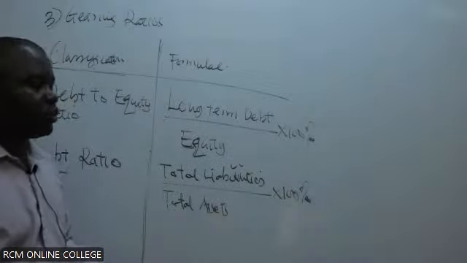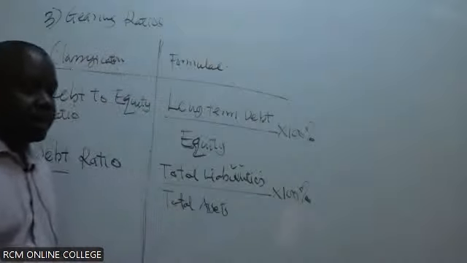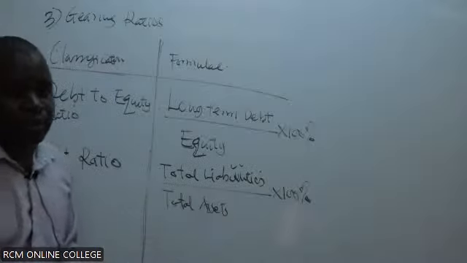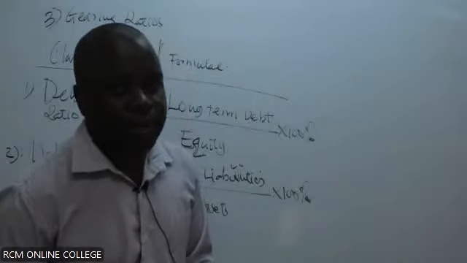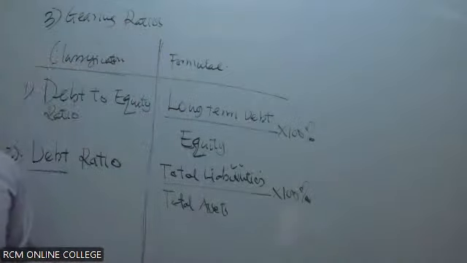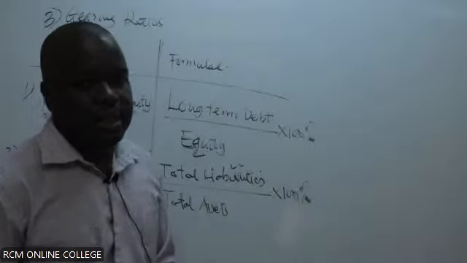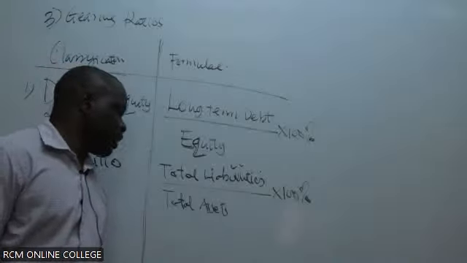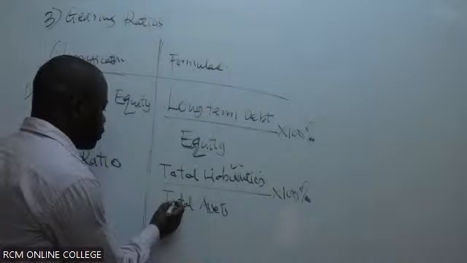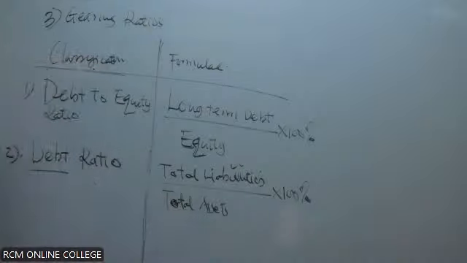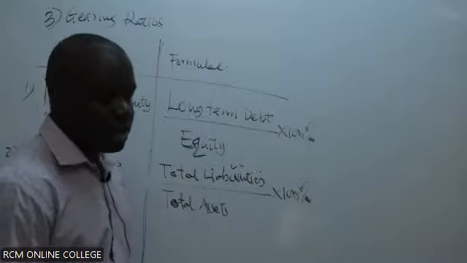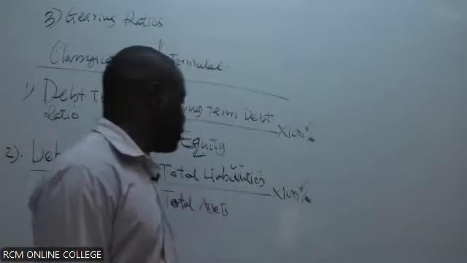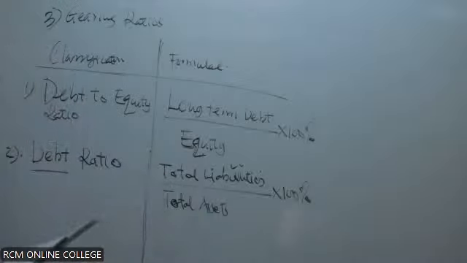It indicates the ability of the total assets of the company to cover up the total liabilities. Remember, the assets are the ones that can be sold to cover up these total liabilities.